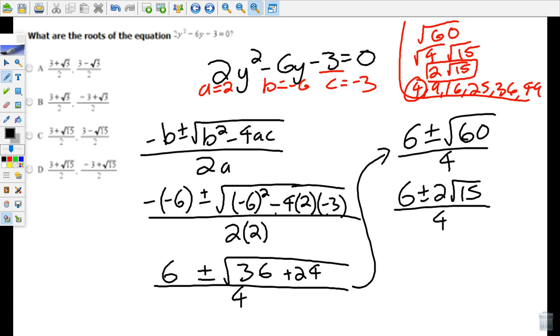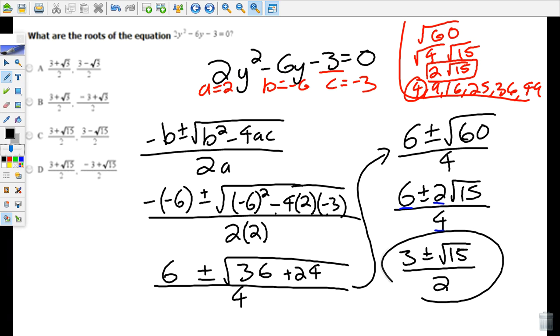Now we're pretty much done, but you see the three numbers that are outside of the radical? Let me highlight these. We've got the 6, the 2, and the 4. All three numbers can be reduced by the same amount. They are all divisible by 2. So if you divide all of them by 2, 6 divided by 2 will become 3. 2 divided by 2 will become 1, so we'll just have 1 square root of 15. And then 4 divided by 2 will become 2.